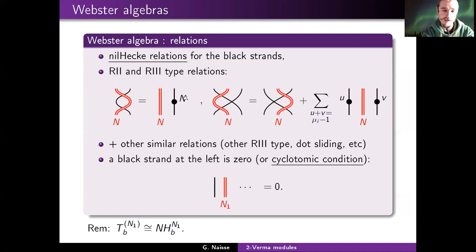And whenever you have n dots on the black strand immediately at the right of the red strand, then it is zero, because you would apply this relation, and then this is a black strand on the left of the leftmost red strand, so it is zero by this condition. So we have this nil-Hecke cyclotomic condition, and of course you have the nil-Hecke relation, so we indeed have an isomorphism.